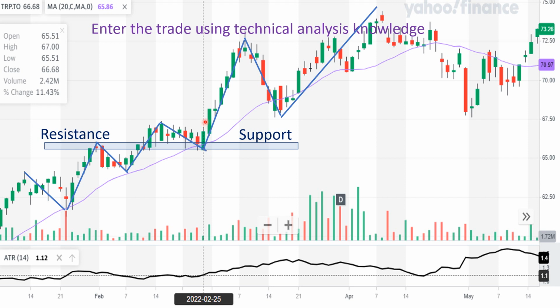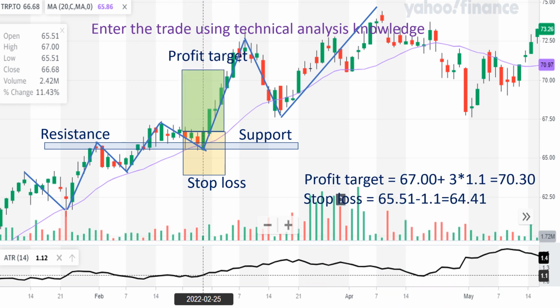So we entered the trade at the close price of this candle, and we put 1 ATR below the low of this candle for a stop loss. So that is our stop loss. And we put 3 ATR above the high of this candle, and that is our profit target.